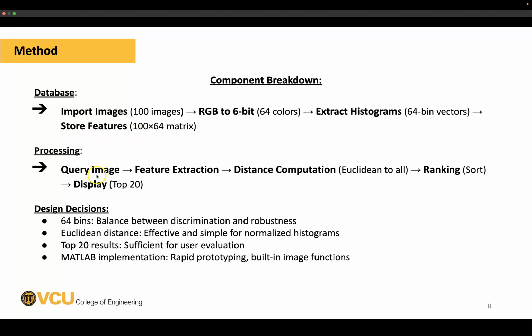Then during the query processing, we have the user select the image, extract the features, compute the Euclidean distances to all the images in the database, sort or rank by similarity, and then display our top results. And this was shown to be very efficient for our approach.